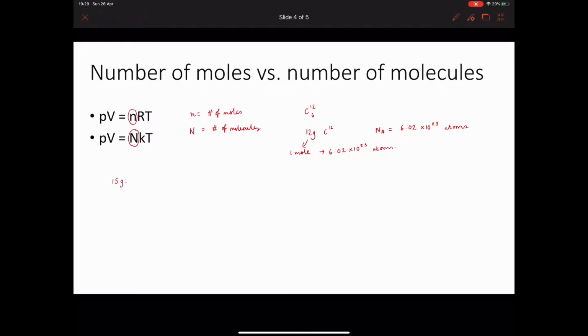So we want to figure out essentially how many moles are in 15 grams. So we're going to have to divide 15 by 12, and that's going to give us 1.25 moles in 15 grams.